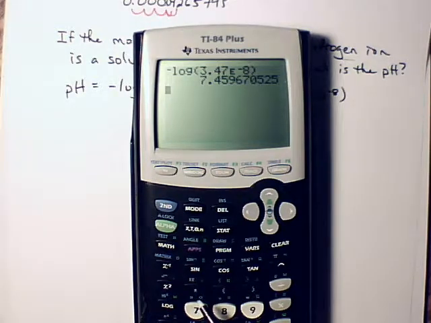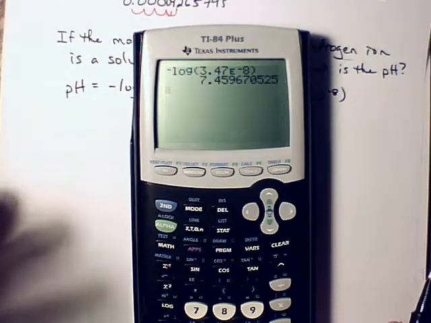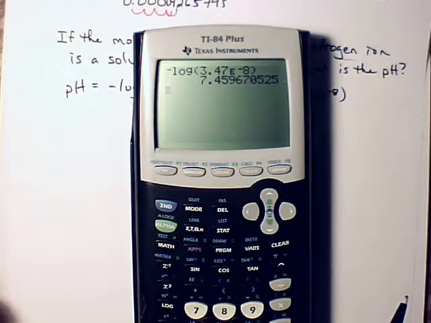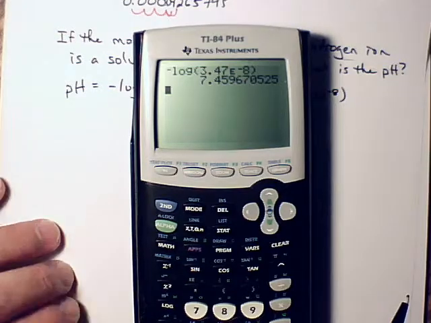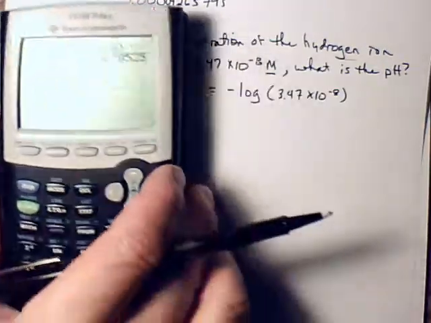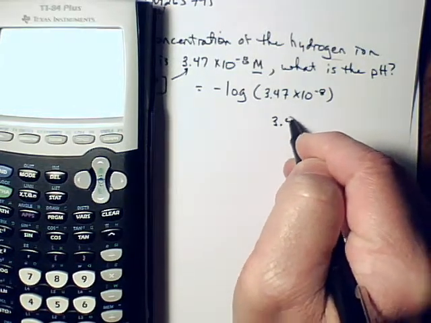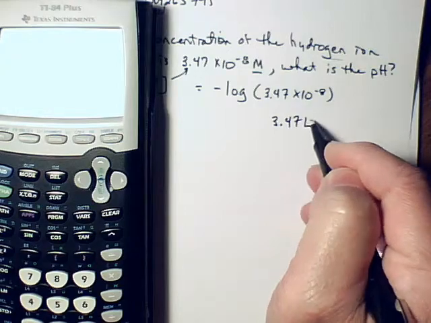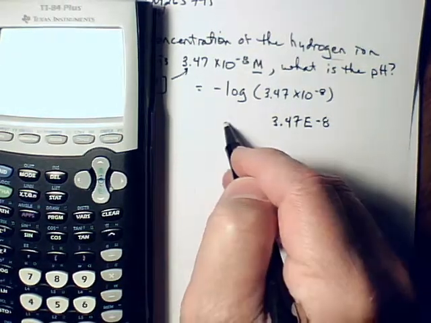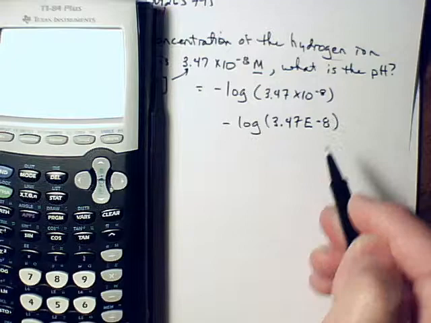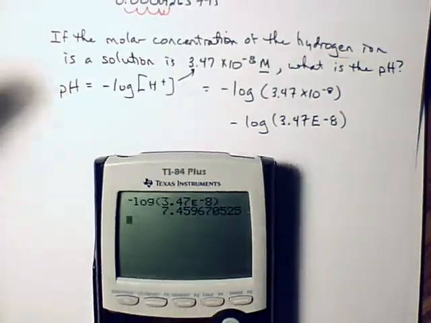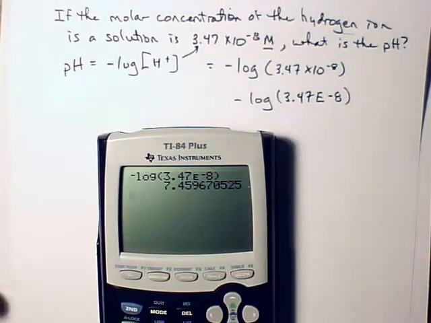Okay? And that just means some number times 10 to some power. That's what that E means. It's a shorthand way of writing scientific notation. Okay? So 3.47 times 10 to the negative 8 is the same thing as this. So that little double E button or E button on your calculator sure does make the math faster. Okay? You got it?